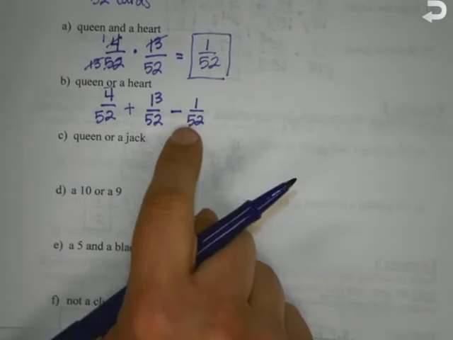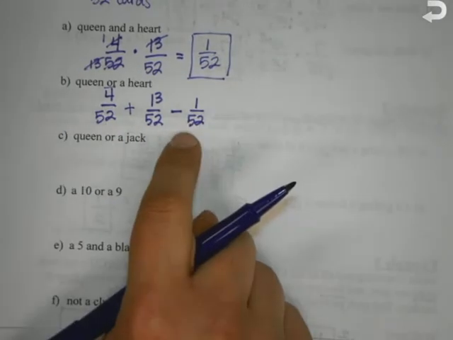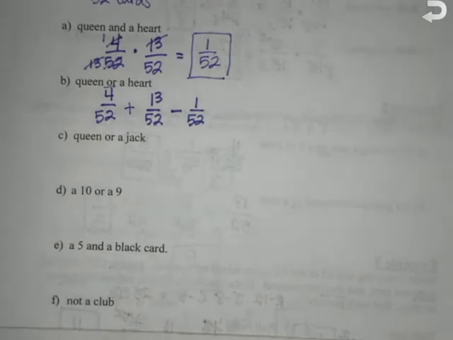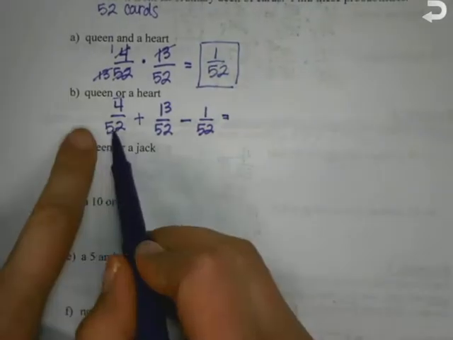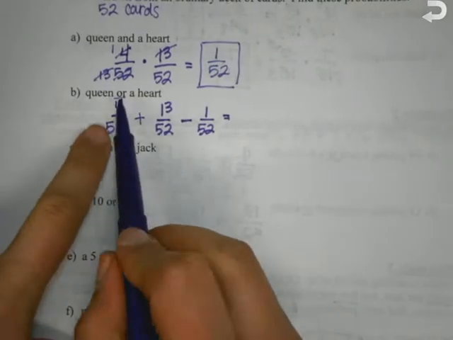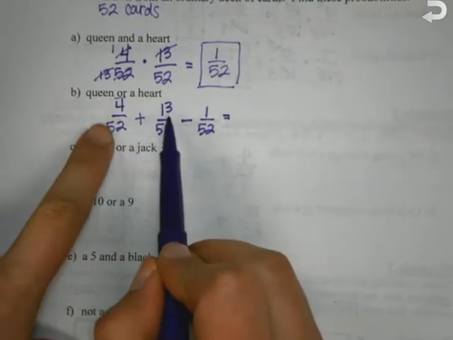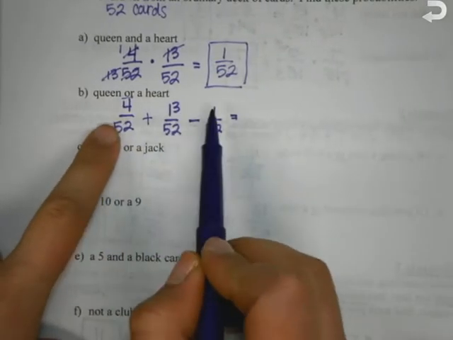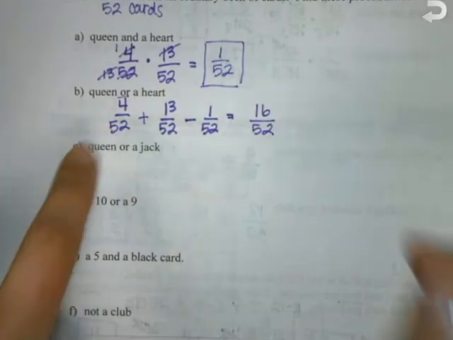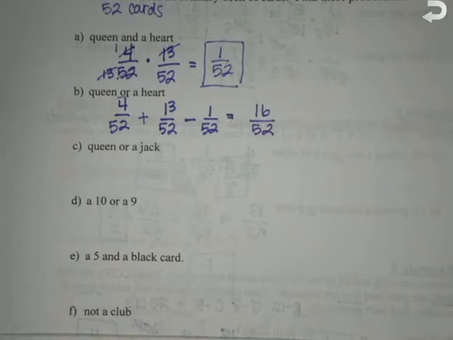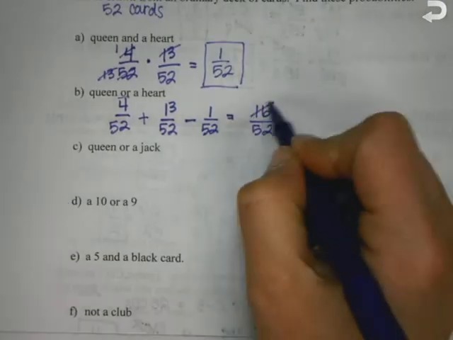Okay, so let's just do this. All the denominators are the same. So that's 4 plus 13, which gives me 17, minus 1 is 16 out of 52. Does that reduce at all? Yeah, what goes into both of them? 4 goes into 16 4 times. 4 goes into 52, 13. So that is a probability of 4 out of 13.